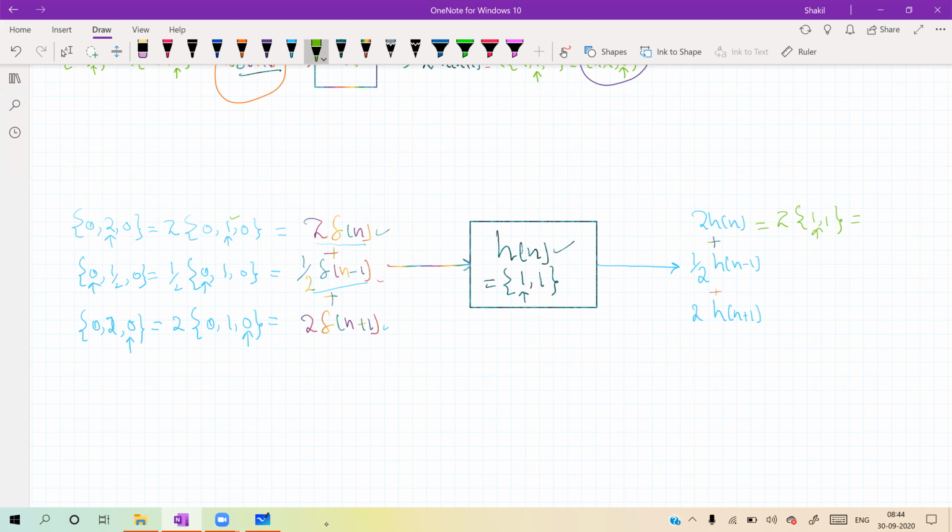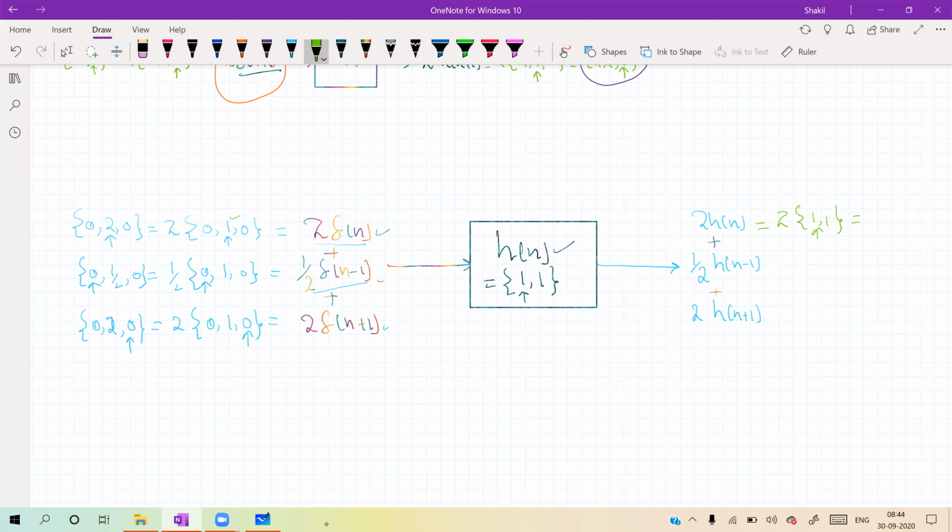Similarly, this means h of n minus 1. H of n minus 1 means delaying this by one sample point. So this is the delayed version of h of n. This means the scaling factor is 1 by 2, not 1. So the scaling factor is 1 by 2, and to multiply every sample point by 1 by 2, we have 1 by 2, and this is equal to 0.